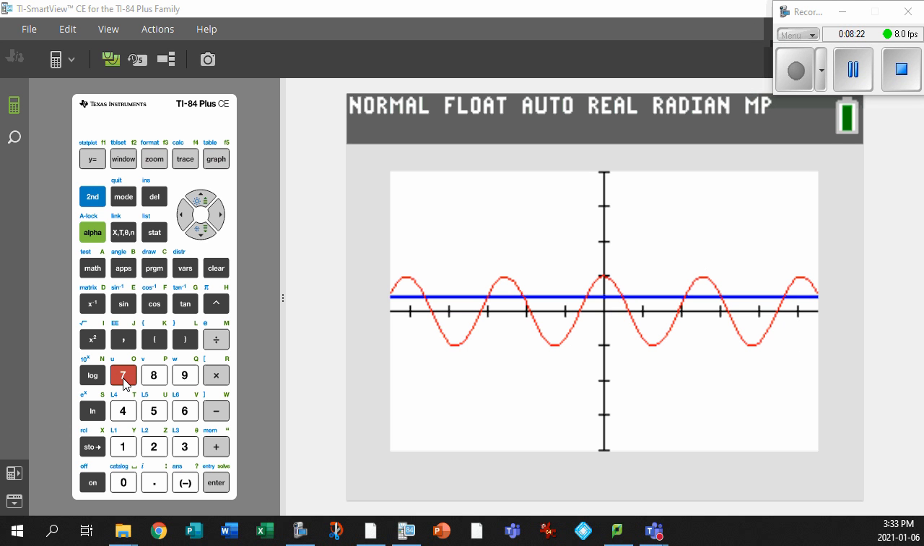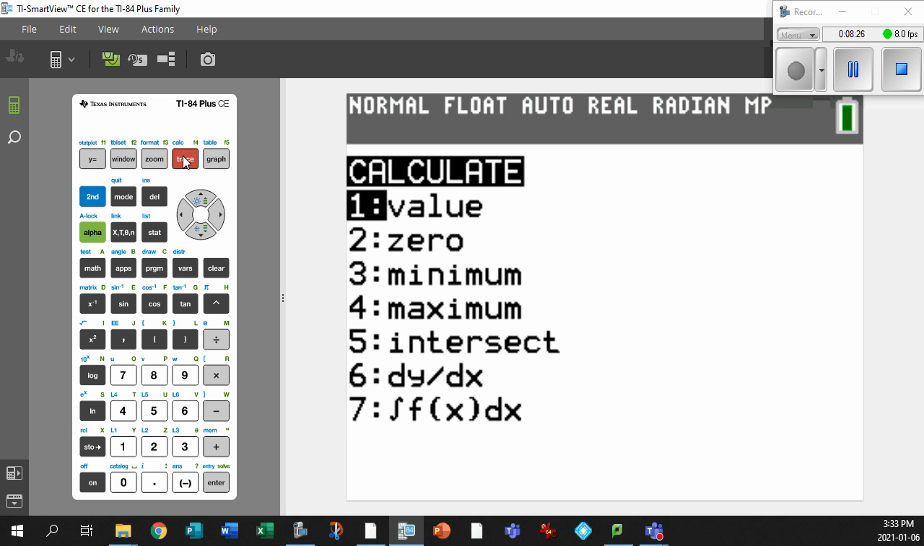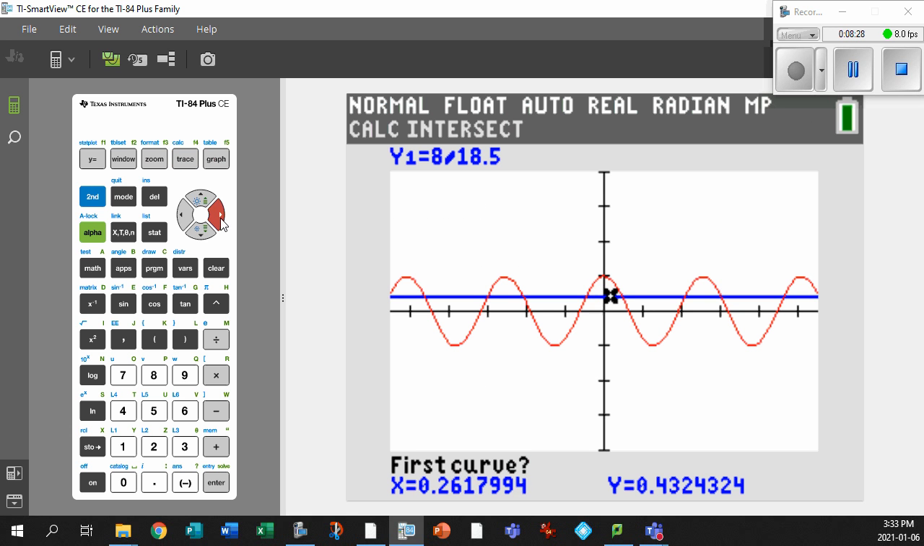Okay, so let's figure out that intersect. Second calc, find me the intersect. Mouse it over close to this, and enter, enter, enter, and you find out that that's at 0.715. You're at 0.715 at that height of 0.43. Isn't that wild? Isn't that just great?